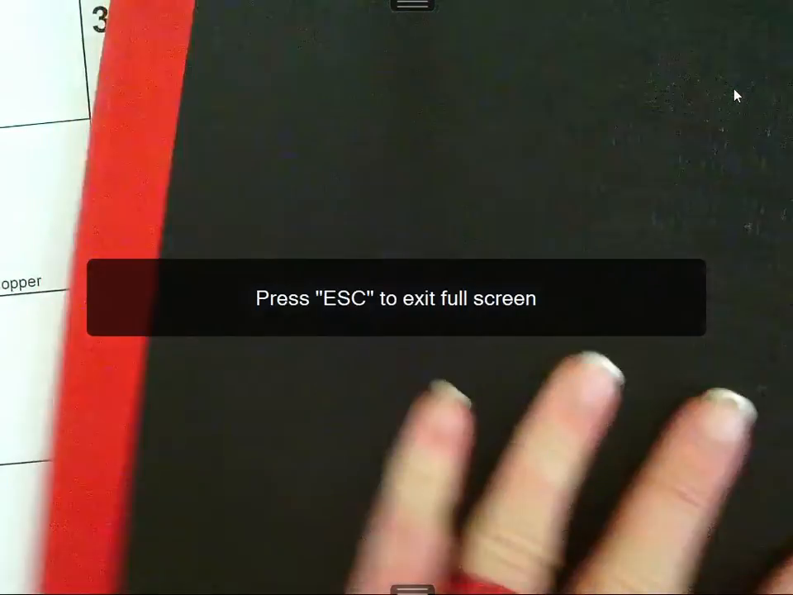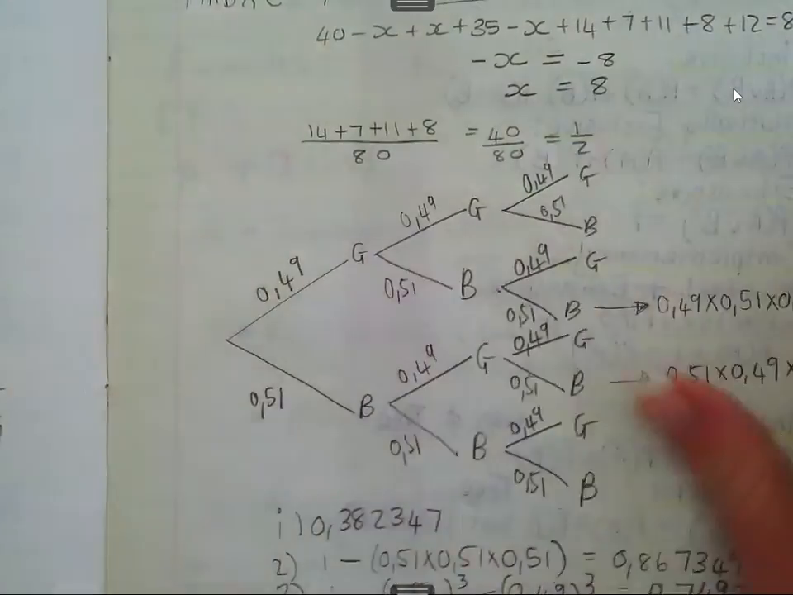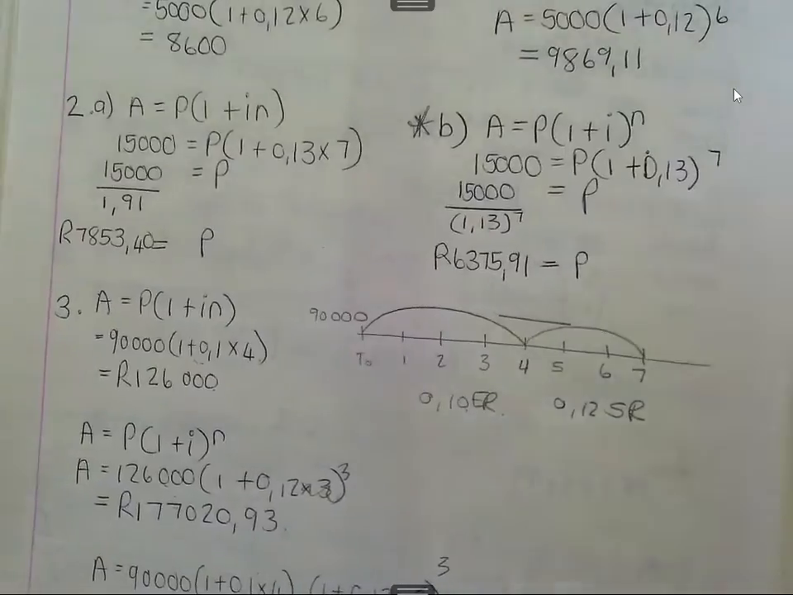Okay, let's quickly mark. How did it go with the sums? Were you able to do it? Okay, those are the ones where we had to get the interest rate alone that you were struggling with. Okay, we'll look at it now.